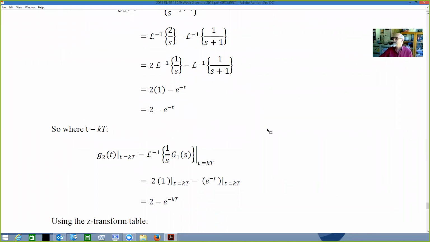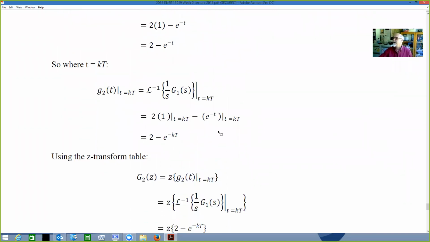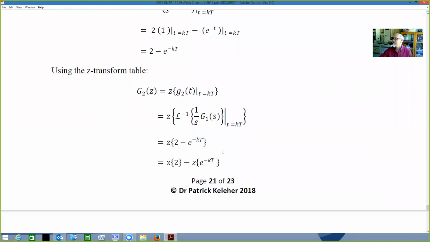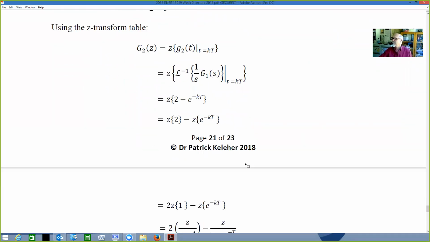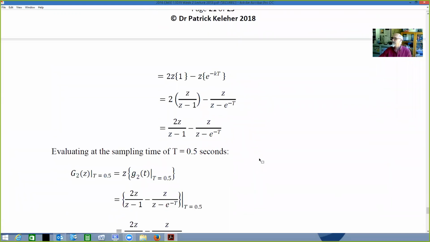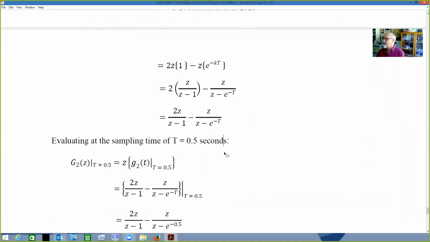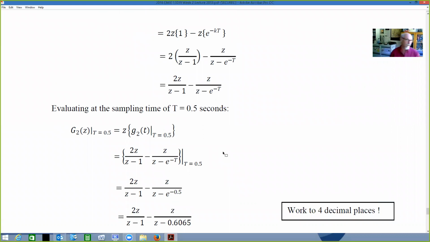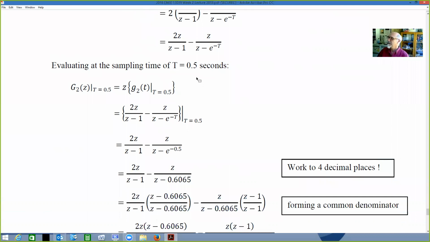Evaluate it for the general time KT at this stage, then use your transfer table and follow through that process. Then we can evaluate it for our specific sampling time of 0.5, not the general time KT. Now remember, we can have different sampling times. The reason I do this all the way through to here is that we have a general solution, and always work to a general solution. I'll be looking for that in all solutions: work to a general solution and then plug in your values finally.